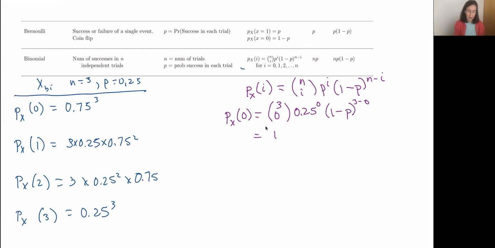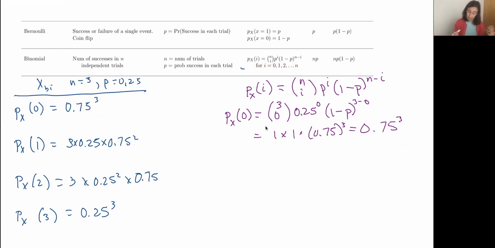Okay, so let's do this calculation. We might also remember that anything to the 0 power is 1, and good, that gives us a 1 here, times 1 minus p to the 3 minus 0 power, that is 0.75 to the 3rd power. So what we're getting over here is 0.75 to the 3rd power. And yes, indeed, what we get by plugging into the formula exactly matches what we got by just figuring it out from the binomial random variable's story.